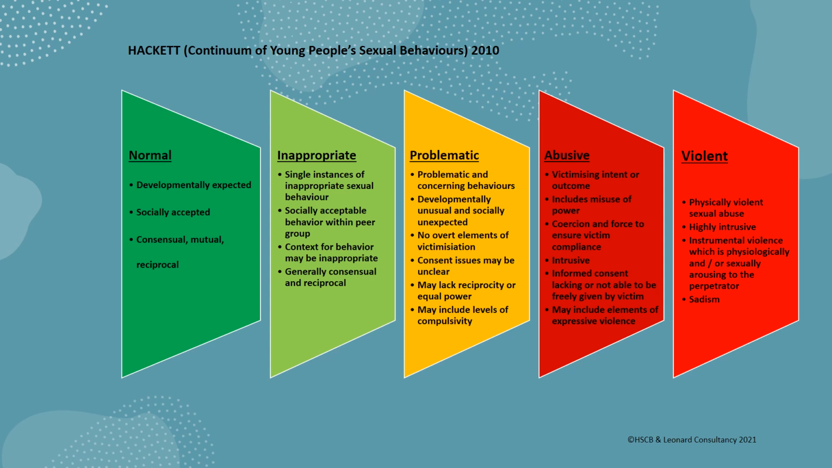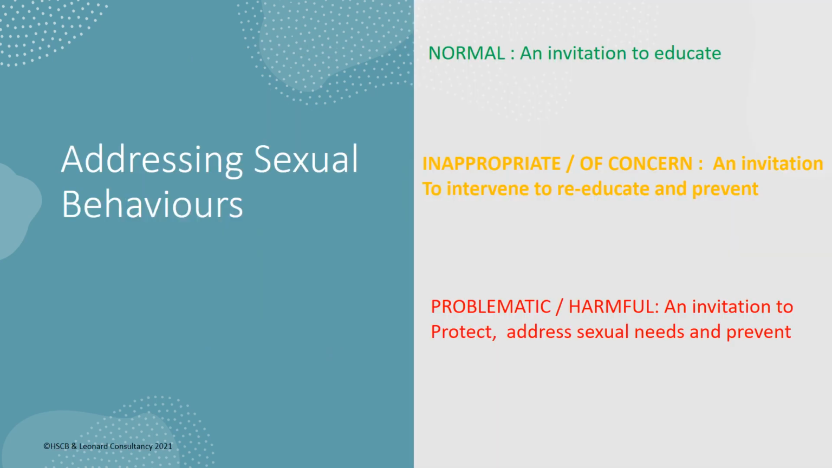But in terms of addressing and beginning to understand it, I'm going to use green, amber and red, because I think that's a very simple concept. Green is something we're okay with, amber is something we're a bit worried about, and red is something we're very concerned about. So when you're addressing sexual behaviours, as I go on into the talk, you'll see in the slides that I'm using that green, amber and red colour concept.